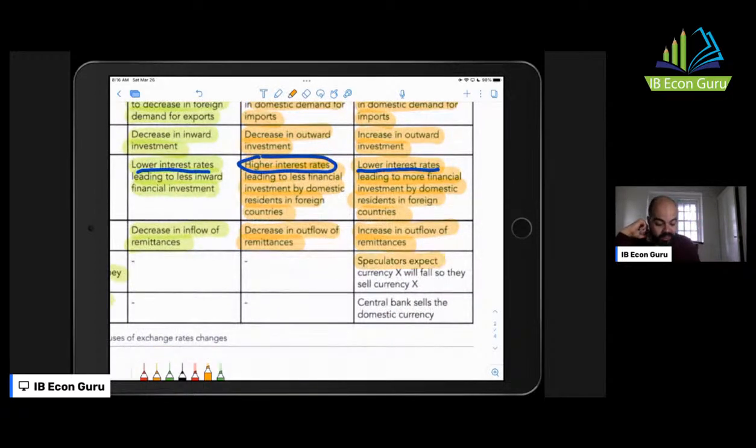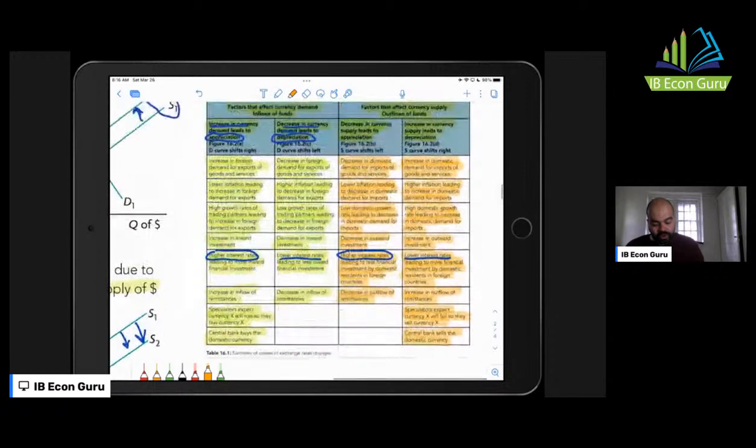Maybe speculators expect that the value of the currency will fall, so they go and sell as much of it as possible now before the value falls. If they sell as much of it now and then buy it later at a cheaper price, they've made a profit. Or the central bank decides to sell the domestic currency.